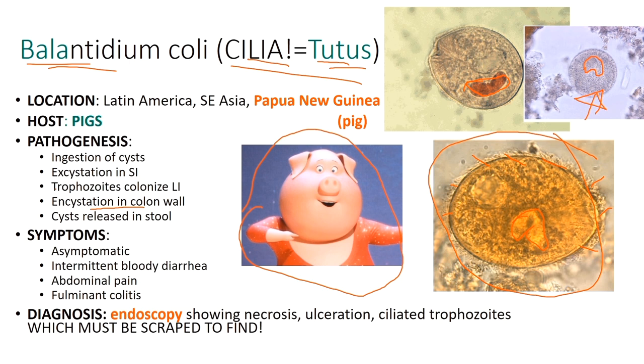The problem with this is it causes severe abdominal pain and fulminant colitis. So when we do an endoscopy, we see tons of necrosis, just like it eats away at everything. Ulceration can come from this. And remember, these are your ciliated trophozoites. Okay, we have to scrape them off to get to them. And that is your Balantidium coli.